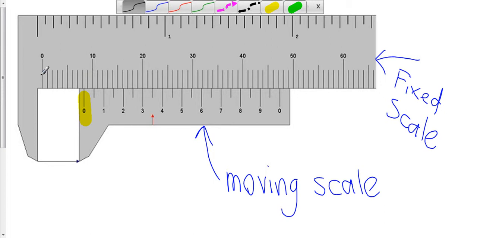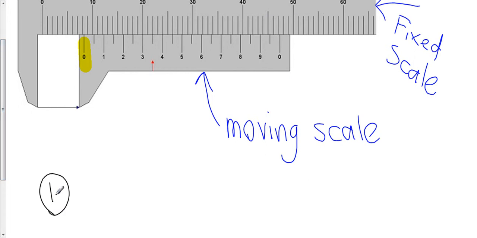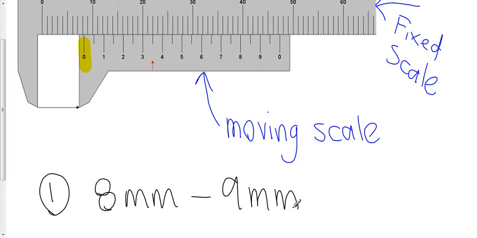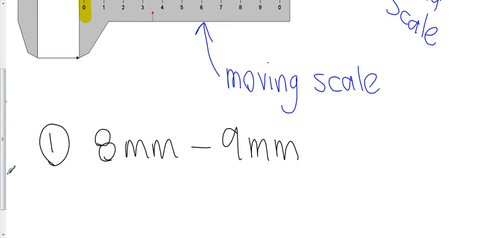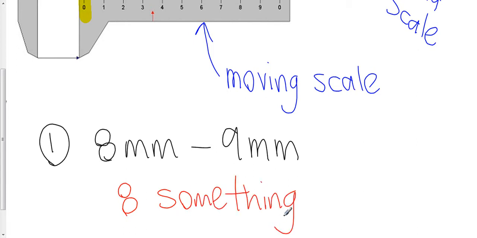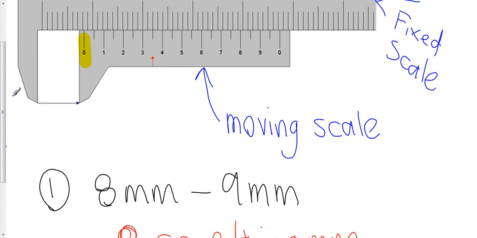So where is that? If each of these is a millimeter, that's 1, 2, 3, 4, 5, 6, 7, 8. So we're somewhere between 8 and 9 millimeters. Okay, so what does that mean? That means our reading is 8 something millimeters. So the idea of the moving scale here is to tell us how far past 8 millimeters we have gone.